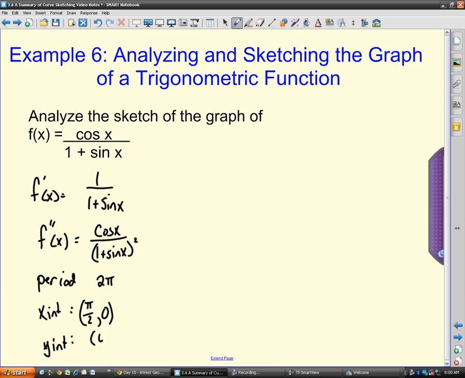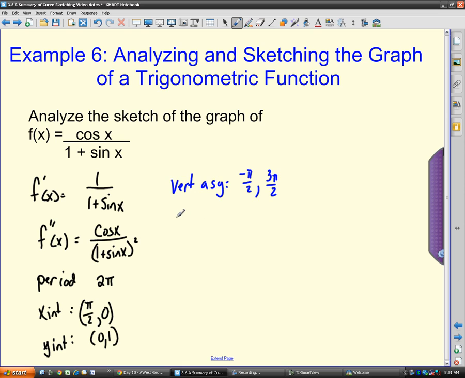And then I can go ahead and find vertical asymptotes. Vertical asymptotes, remember, set the bottom equal to 0. And so basically I'm trying to find out where sine is equal to negative 1. Vertical asymptotes, when sine is equal to negative 1, is going to be either at negative pi over 2 or at 3 pi over 2. And then we don't have, let's see, horizontal asymptotes, we don't have any.